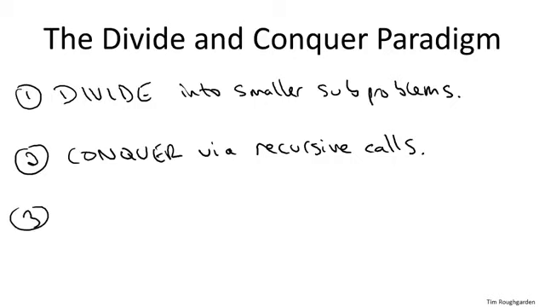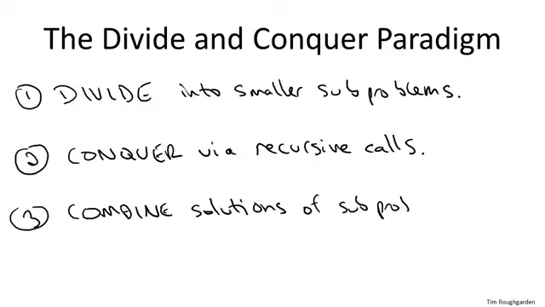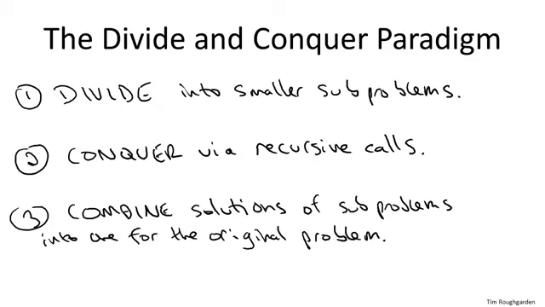So the third step is to combine the solutions to the subproblems into one of the original problem. Generally, the largest amount of ingenuity happens in the third step. How do you actually quickly combine solutions to subproblems into one to the original problem? Sometimes you also get some cleverness in the first step with division. Sometimes it's as simple as just splitting an array in two, but there are cases where the division step also has some ingenuity. Now let's move on to the specific problem of counting inversions and see how to apply this divide and conquer paradigm.